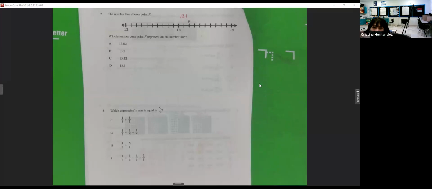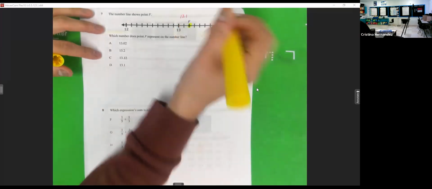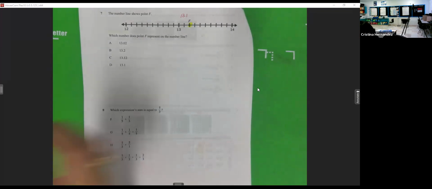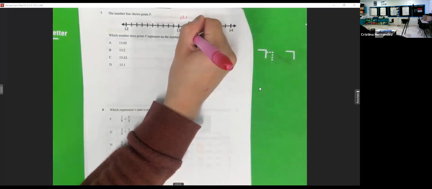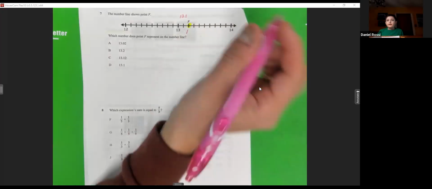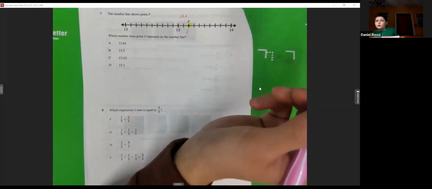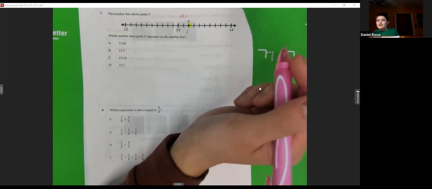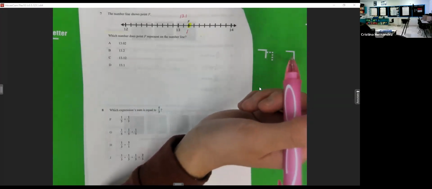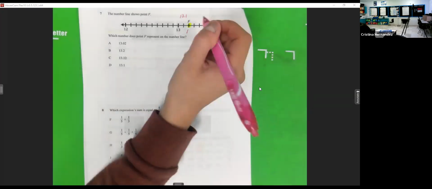Let's see. So which point does F represent on the number line? If we're counting by tenths, what does F represent? Who can tell me? Most of y'all got it right. What does F represent? What number? Somebody unmute and tell me. Daniel? F is 2 lines away from 13. It's in front of 13, so it's B.